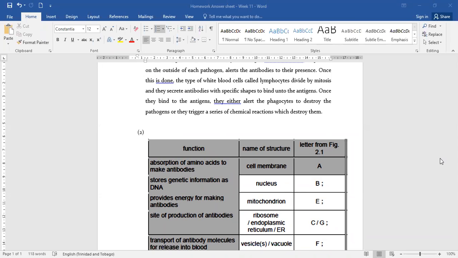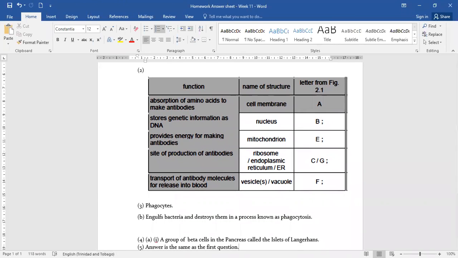So let's just do the cell and then I'll have to restart the meeting, unfortunately. The next one is the cell, which you all had to label and show which part does what. A, they gave you as being the cell membrane, which we all know is that outer part which either permits or denies the entry of substances in and out of the cell. Next, the part that stores genetic information.